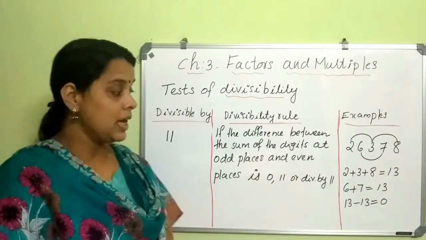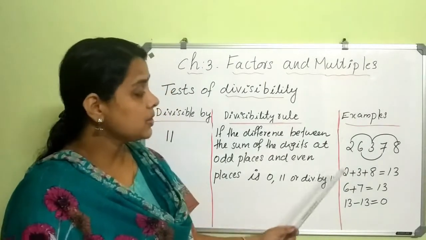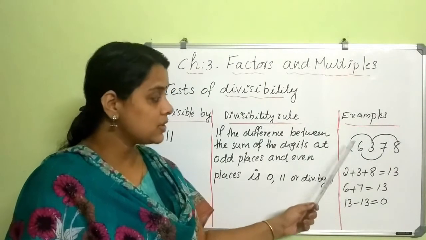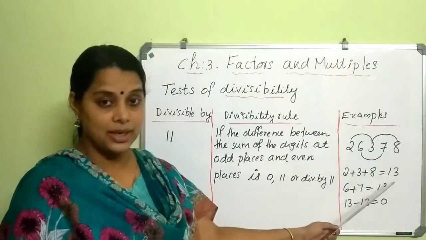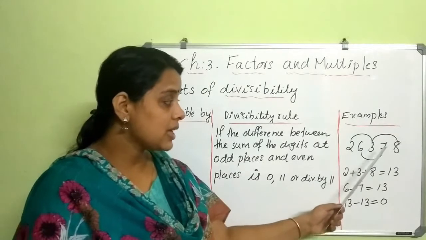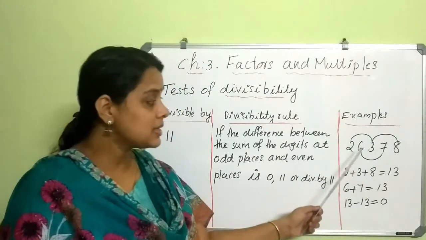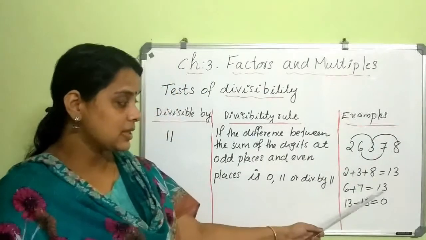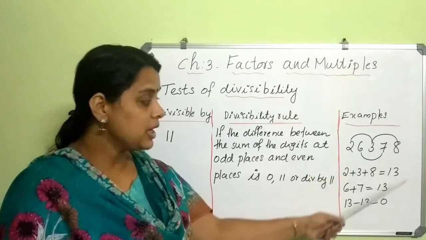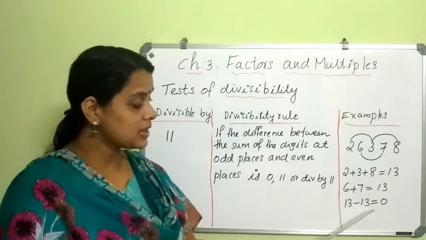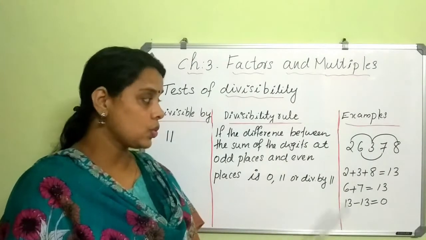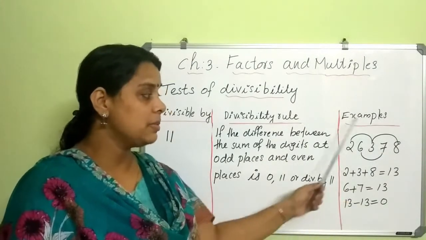The number is 26,378. Sum of the digits at odd places, that is 2 plus 3 plus 8, we will get 13. Sum of the digits at even places, that is 6 plus 7, that is 13. Now we need to find the difference between these sums, that is 13 minus 13 is 0. So the number is divisible by 11.